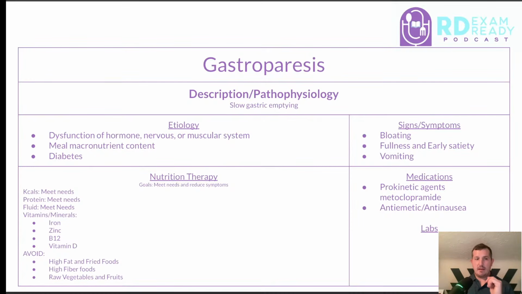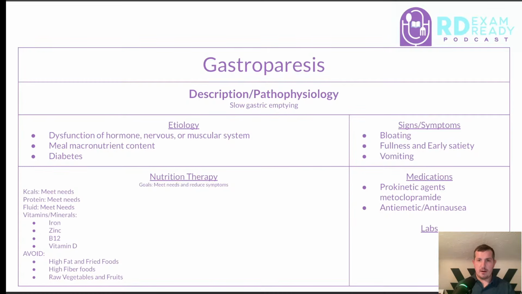Slow gastric emptying, gastroparesis. The etiology of gastroparesis is that it's usually a dysfunction of the hormone, nervous, or muscular system. The meal macronutrient content is going to affect someone when they're eating with gastroparesis. A lot of times people with diabetes also will be affected with gastroparesis as well. The signs and symptoms of gastroparesis are usually bloating, fullness, early satiety, and sometimes vomiting if it gets really, really bad.